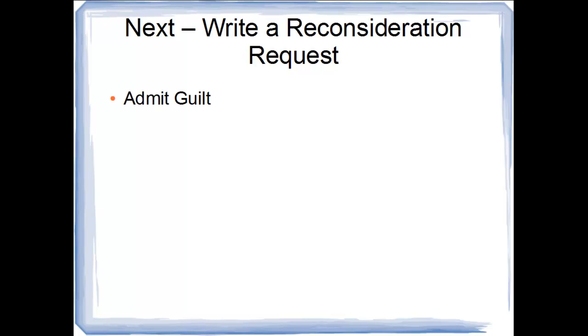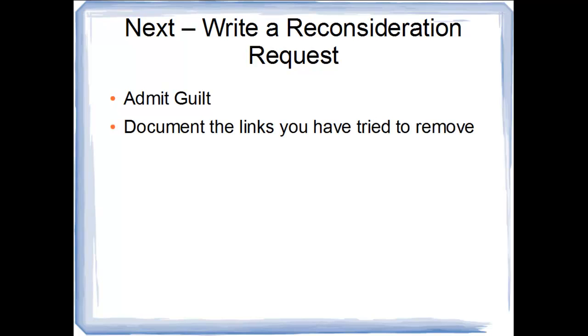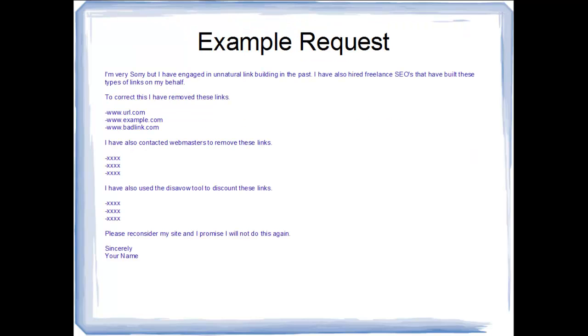And there's a few things you're going to have to do in that. The first is you're going to have to admit guilt, unfortunately. The second thing you're going to need to do is document the links that you've tried to remove yourself. And the third thing that you need to do is you're going to have to promise that you're not going to do it again. So here's an example of the type of request that we send on behalf of our client, and it's been getting some really good results for us.